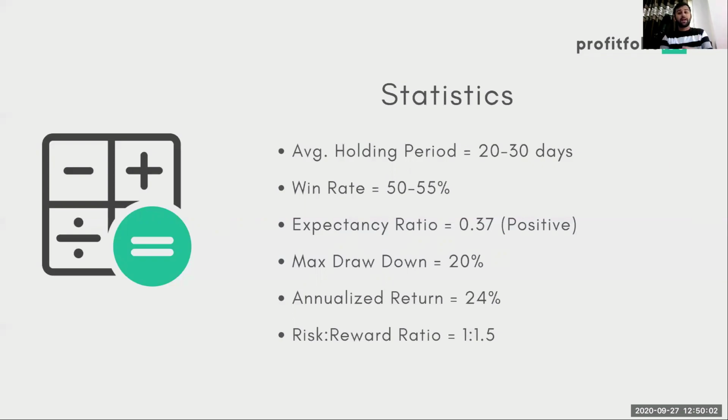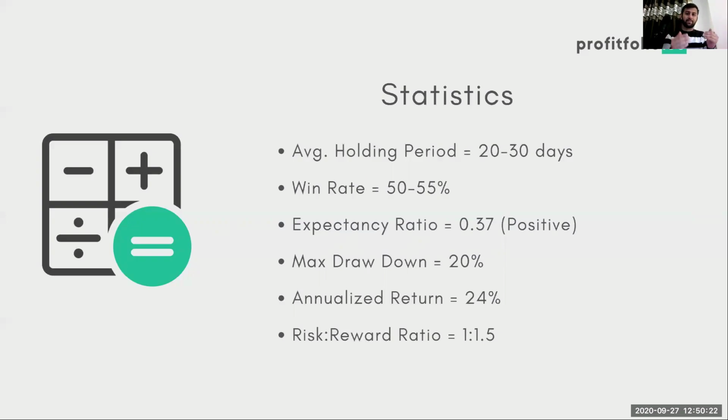Now next is the annualized return, right? So you can expect around 24%. Now that doesn't mean that you will take out a 2% profit every month. And if you are earning 24% over the whole year, then that's a very good return on an active investment strategy, right? Now your risk to reward ratio is 1:1.5, right?